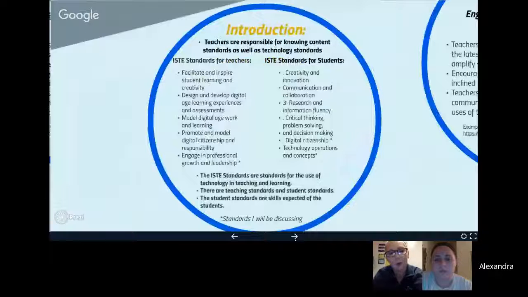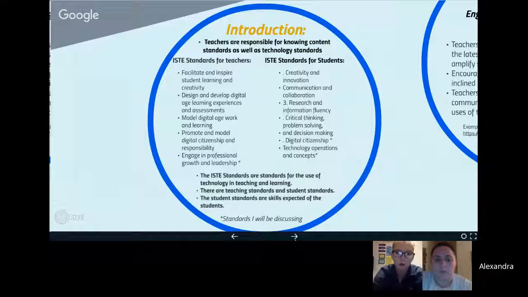Right, for my introduction, I said, as teachers, we are responsible for knowing content standards as well as technology standards. I had the last technology standard for teachers because there were only 5.